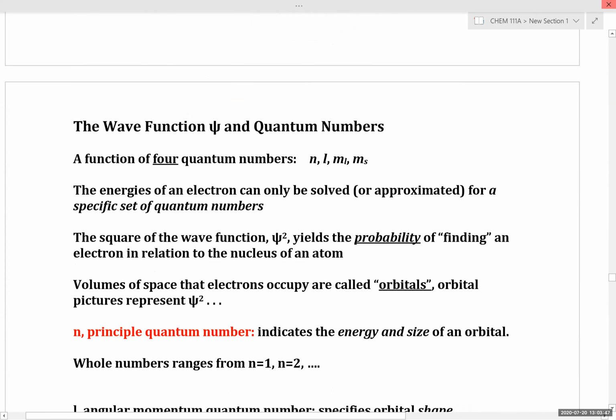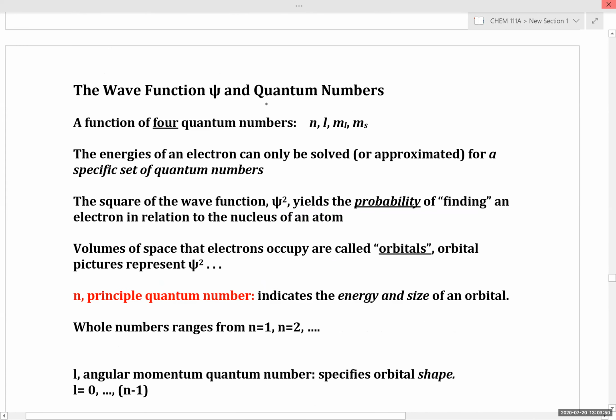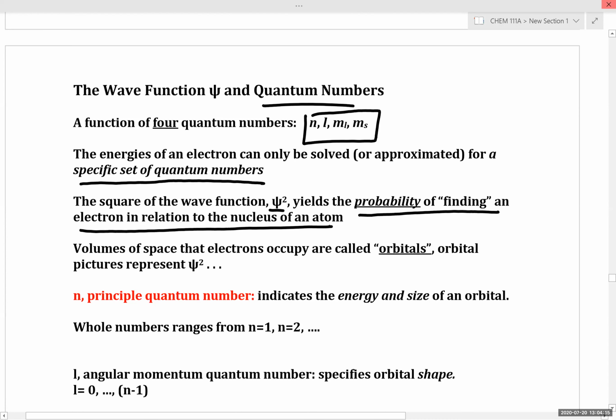Okay, so let's talk a little bit about quantum numbers. The wave function is a function of 4 quantum numbers. We can only determine the energy of an electron for a specific set of quantum numbers. The square of the wave function yields the probability of finding an electron in relation to the nucleus. This volume of space that electrons are likely to occupy is called an orbital, and orbital pictures represent the wave function squared.